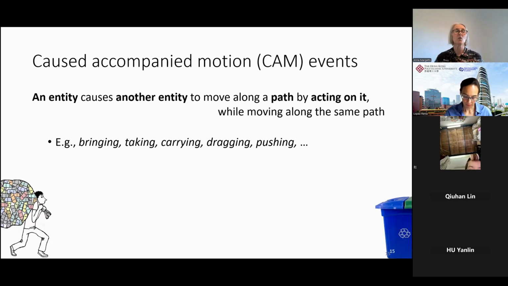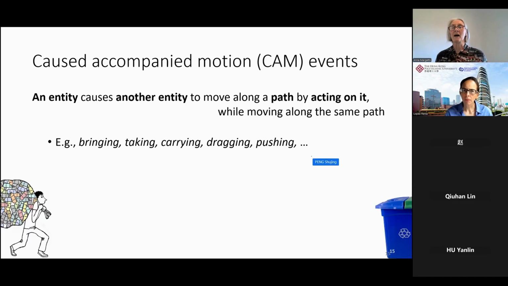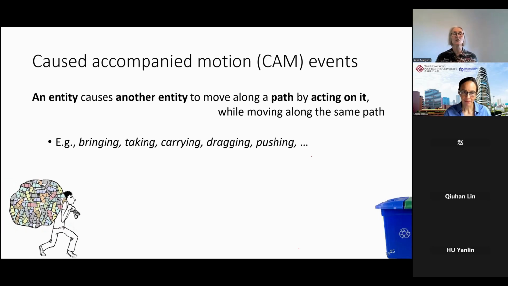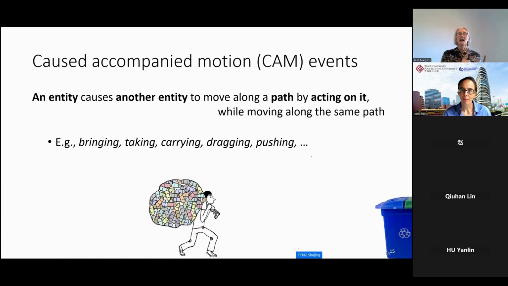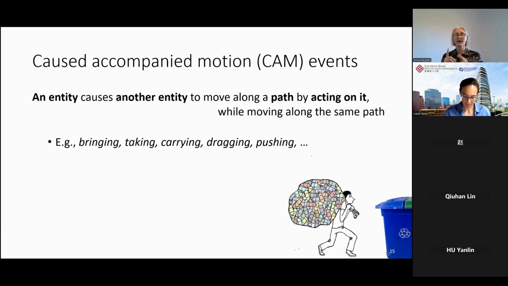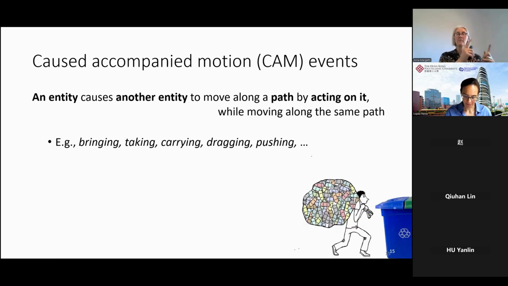The definition we've been working with is we find an event of caused accompanied motion when we have an entity that causes another entity to move and it moves along a path by acting on it while moving along the same path. What this means is we have this little man here carrying the bag to the recycling bin, and the bag and the little man share the same motion path. So that's what we mean by accompanied motion.